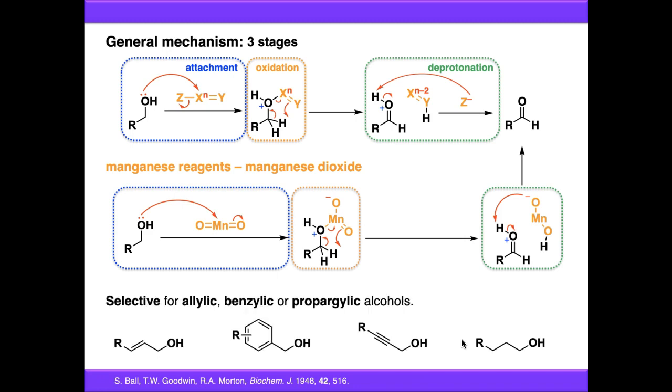Now, the key thing with manganese dioxide, which separates it from all the other protocols we've seen, is that it's selective for allylic, benzylic, and propargylic alcohols. Essentially, the position that you're trying to oxidize, if there is pi electron density next to it in the form of an alkene or an alkyne or a benzene ring, then these will be oxidizable by manganese dioxide. Anything which does not have an adjacent pi system, so this is just a saturated molecule, won't be oxidized by manganese dioxide. So it allows you a certain level of selectivity for allylic, benzylic, or propargylic alcohols over normal alcohols.